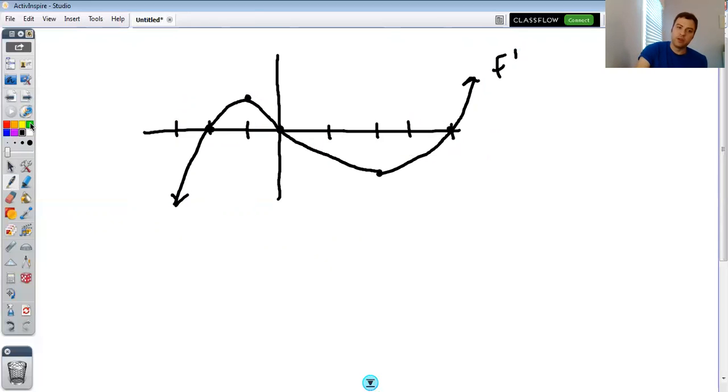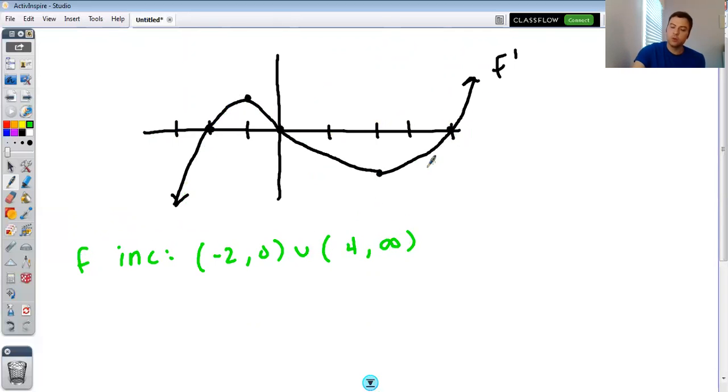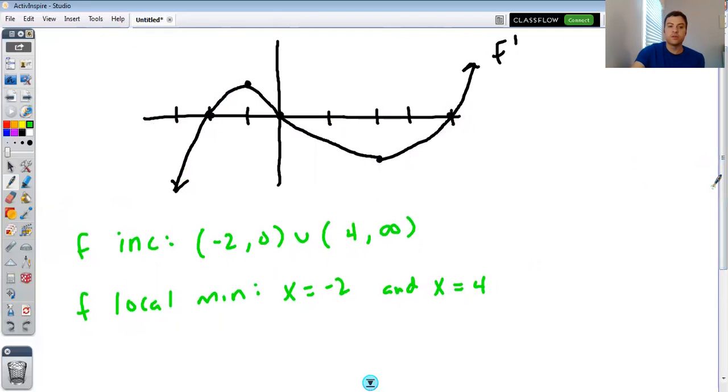And we can say pretty much everything that we just said in the last problem. If I'm asked, where is f increasing? Well, I would just look at where it's above. So we would say in this case from -2 to 0, and then union 4 to infinity, right? Decreasing would be everywhere that we're below. I might say where f has a local min. This would be where the derivative changes from negative to positive. That happens twice. It happens at -2 and again at 4. And be prepared to justify that in words.